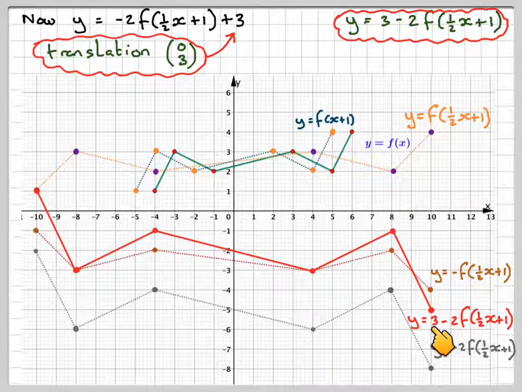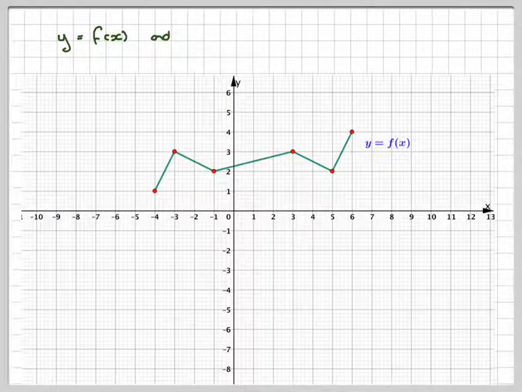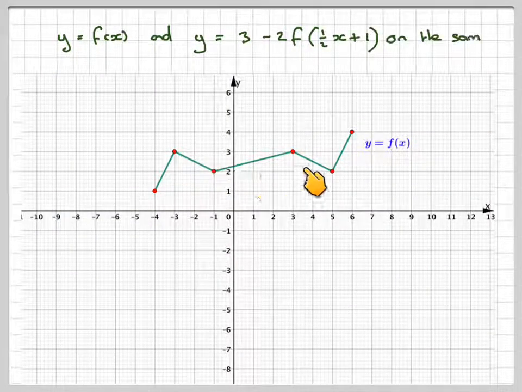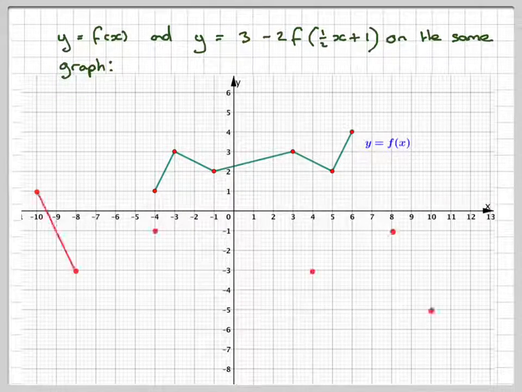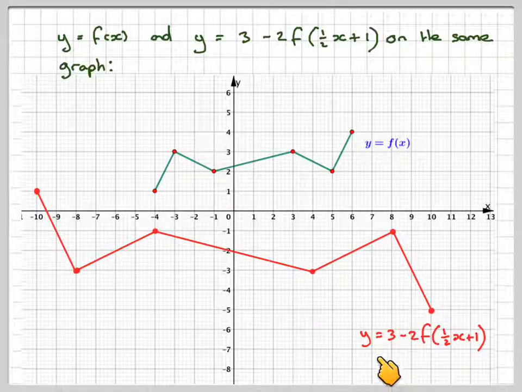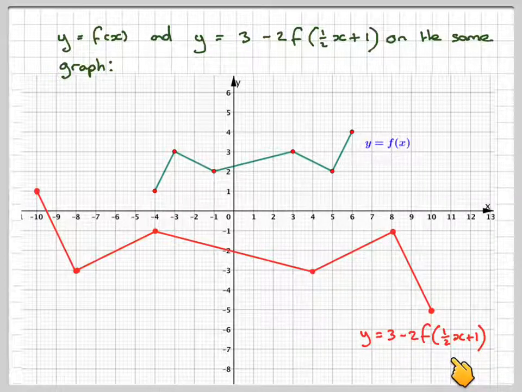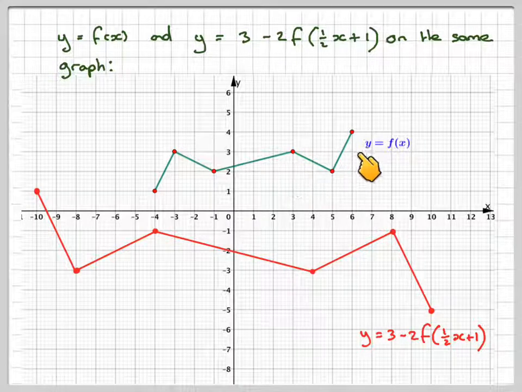Y is equal to 3 minus 2f of a half x plus 1. So those are all the intermediate steps. And this is the final graph. So this was our original function, and this is the graph of y is equal to 3 minus 2f of a half x plus 1. Okay, so this has been a video to show you how to draw a composition of functions given the graph of y is equal to f of x, even though we don't know the equation of the graph. I hope you've understood, and I thank you very much for watching.